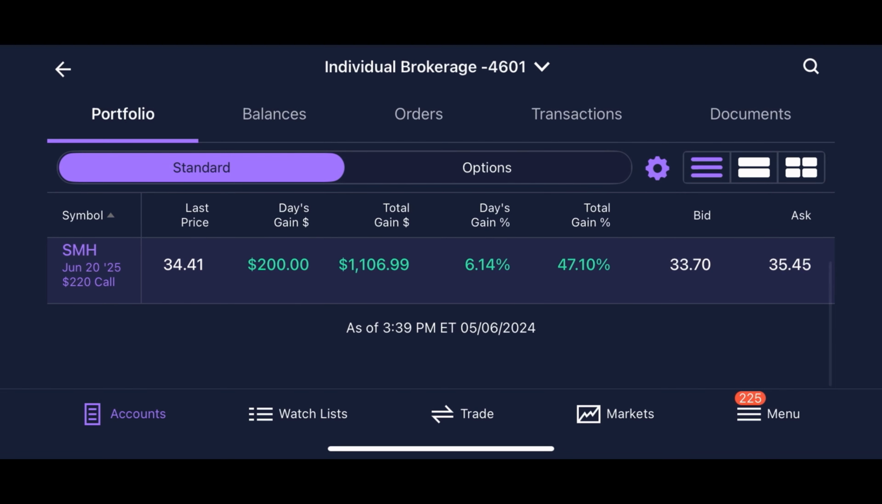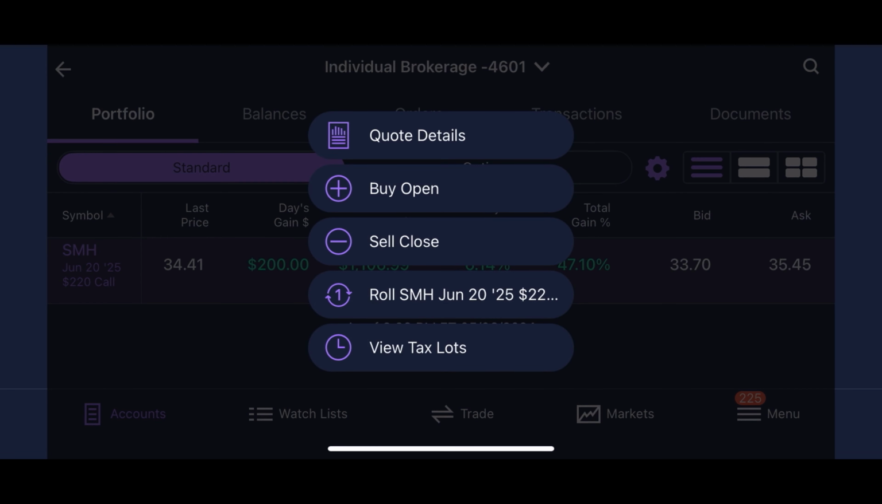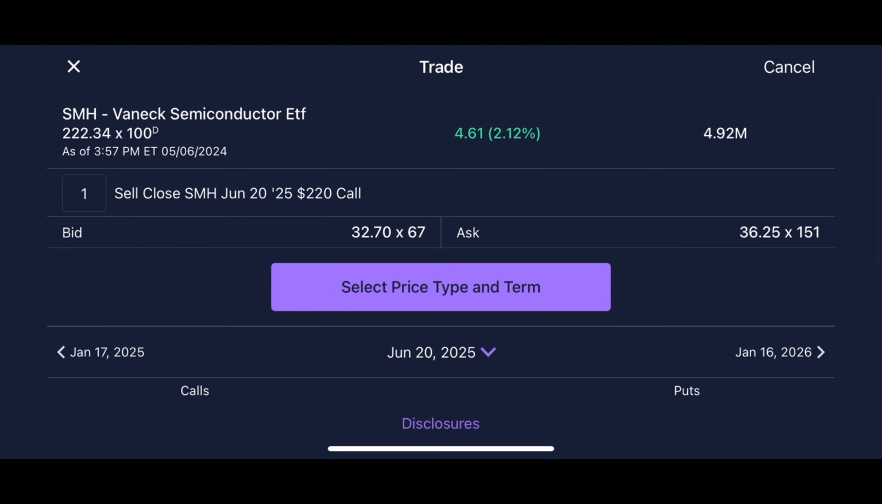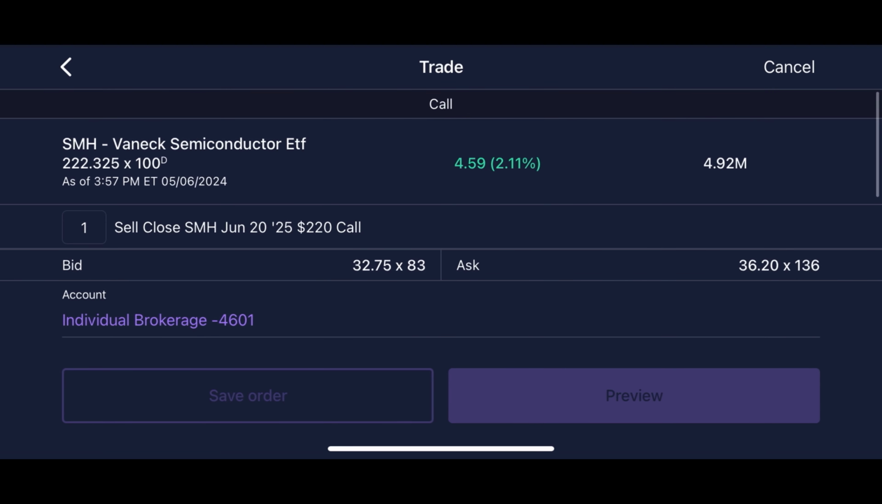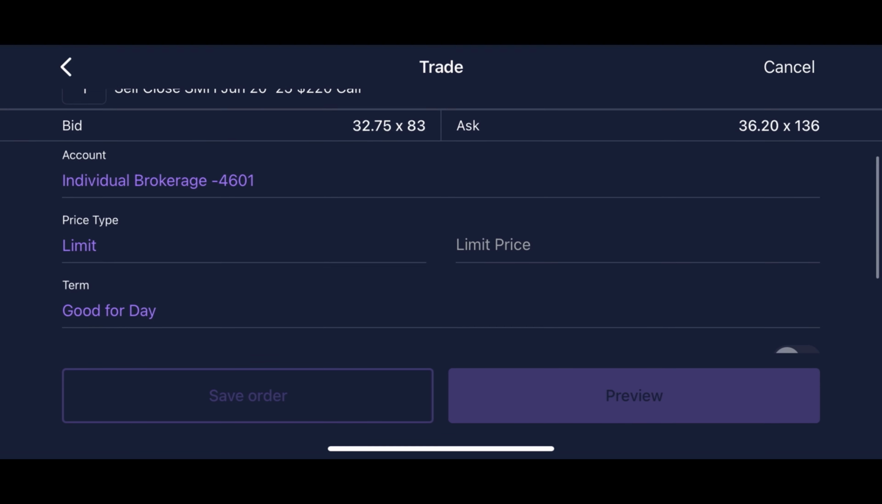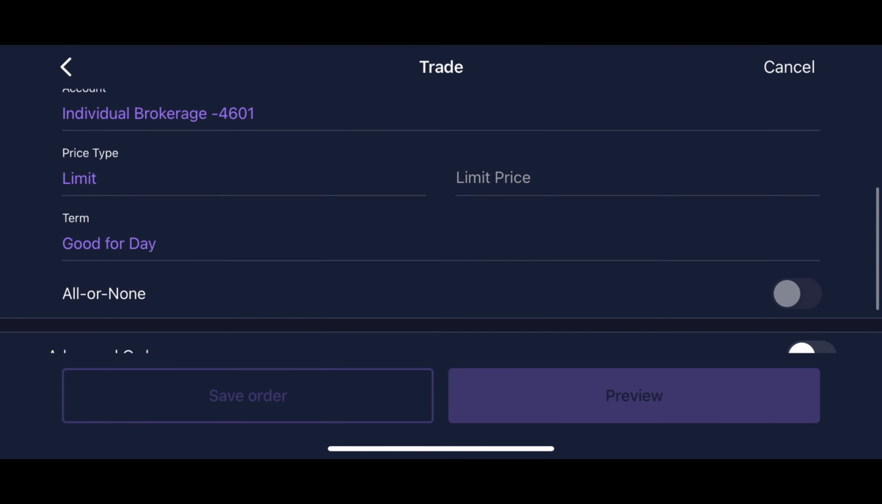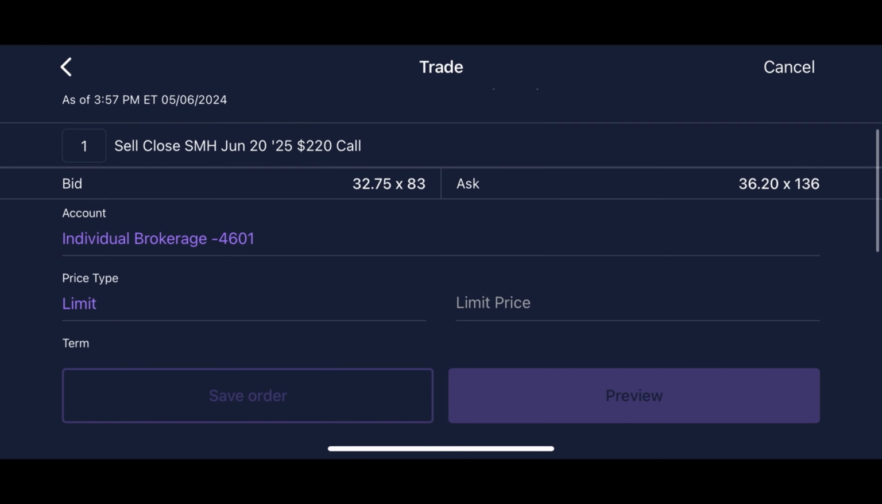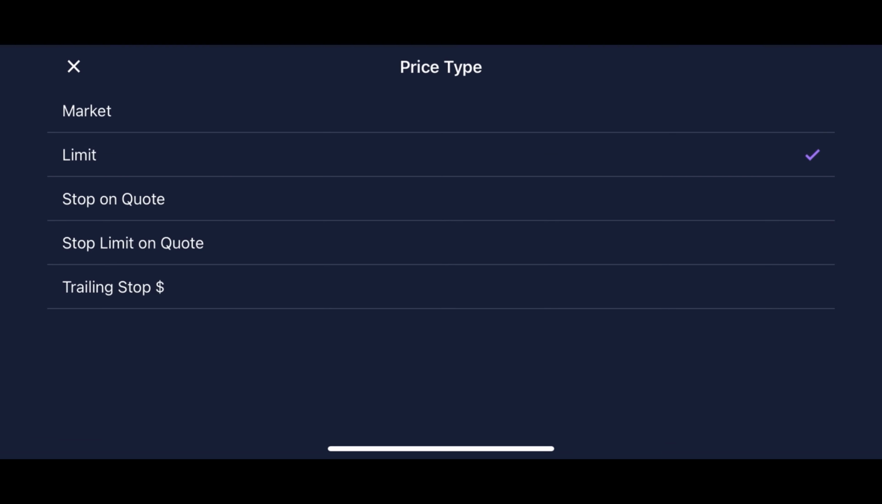All right, I'm gonna show you guys how to close a position. As you can see, we're up $200, total gain of $1,100. We're gonna hit sell close, select the price type and term. Make sure we're in the right account, we're in the individual account. We're gonna change our sell type from limit, and we're going to change it to market. You want to be more exact, more precise.